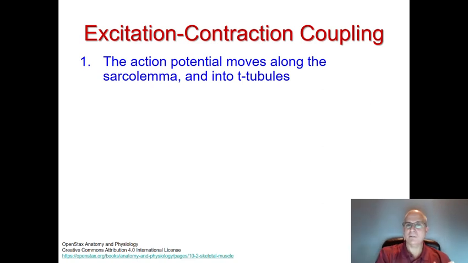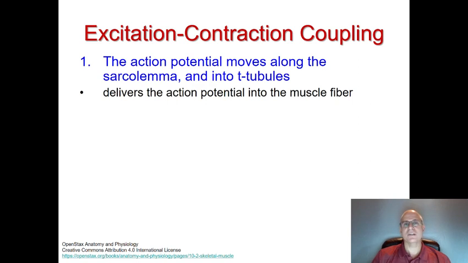So when we're stimulating a muscle fiber, we're going to see the action potential traveling down the sarcolemma, or cell membrane, and then down into the T-tubules. Okay? That action is essential in order to get the muscle fiber itself to contract. So that's why we see that again here. So the action potential moves along the sarcolemma and into the T-tubules, and it's going to be delivering its action potential into the muscle fiber there.